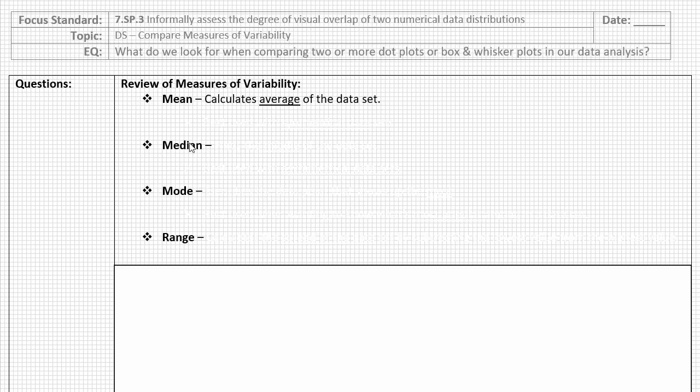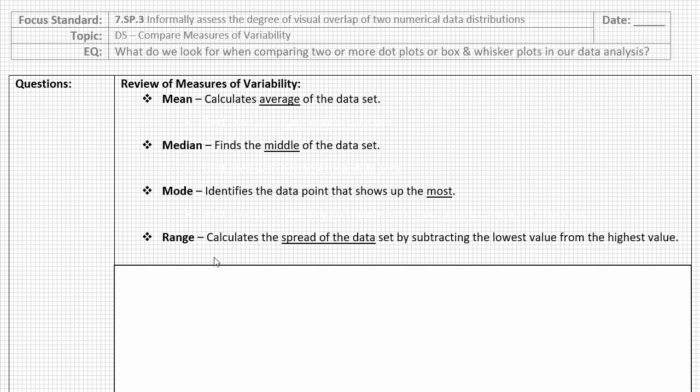We're talking about mean, median, mode, and range. We've been working a lot with mean, which is calculating the average of the data set. What do you remember about median, mode, and range? Well, median, like MED for medium-sized cup, finds the middle of the data set. Mode identifies the data point that shows up the most. And range calculates the spread of the data set by subtracting the lowest value from the highest value.